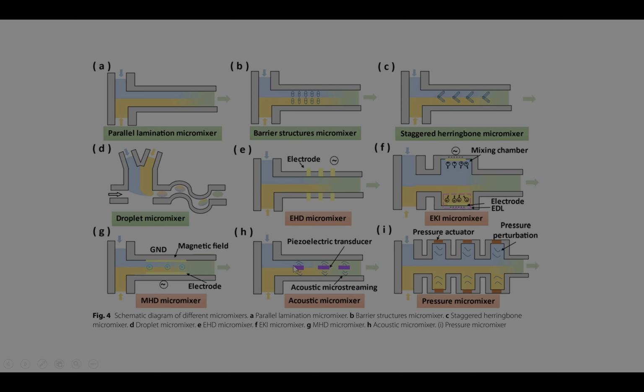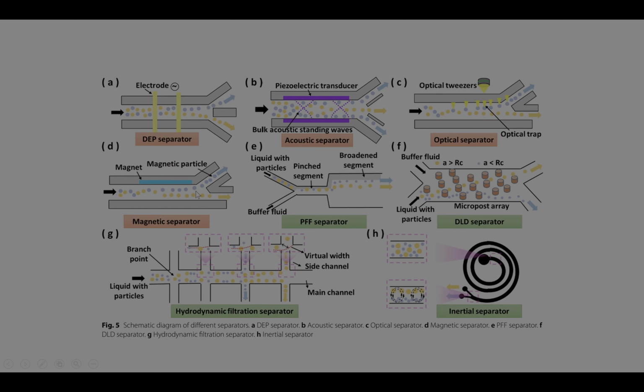This will generate the acoustic waves that give micro mixing. Another one is pressure actuators, which will generate the pressure perturbation, where it will generate the high and low pressures in the middle, and that's how this micro mixer works.